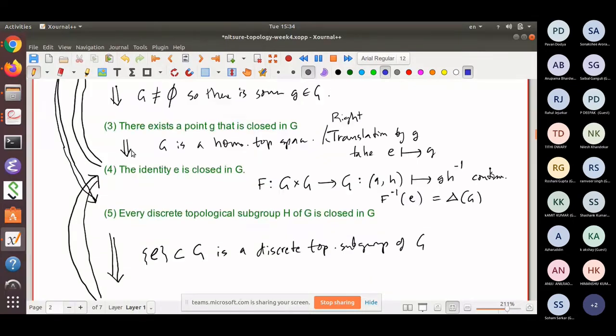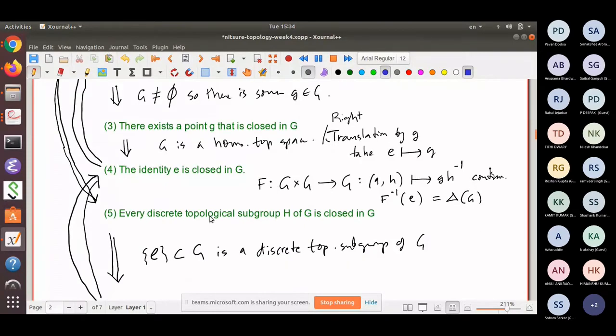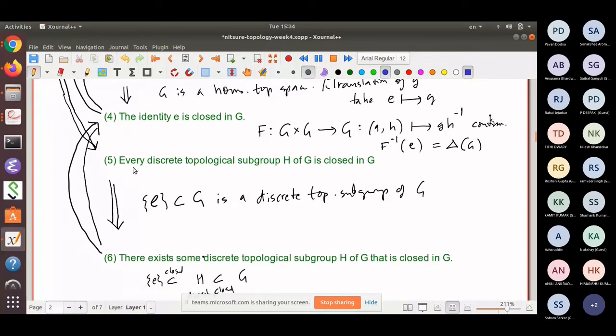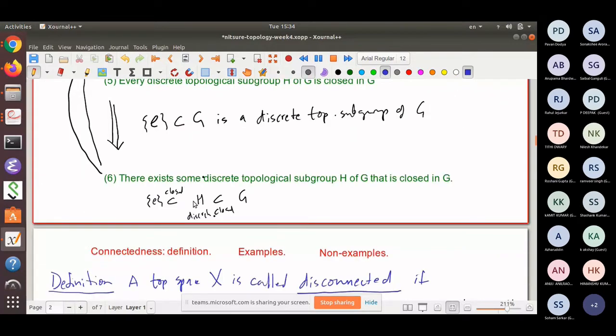Then that gave back E is closed via the map G cross G to G, (g, h) goes to g h inverse. So from that the diagonal was closed, being the inverse image of E. Then every discrete subgroup H of G is closed in G if G is Hausdorff, that we proved in the last lecture of the previous week. But that in turn implies there exists some discrete topological group which is closed, because after all I can take identity. And then that means E is closed and you are back to Hausdorffness.